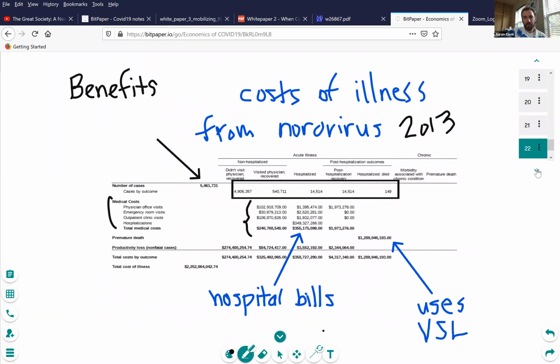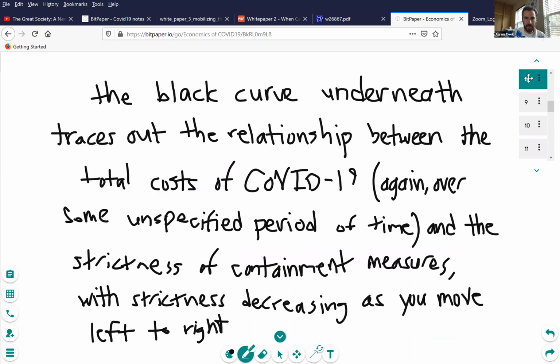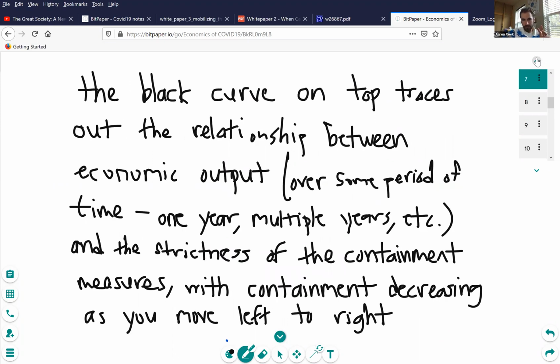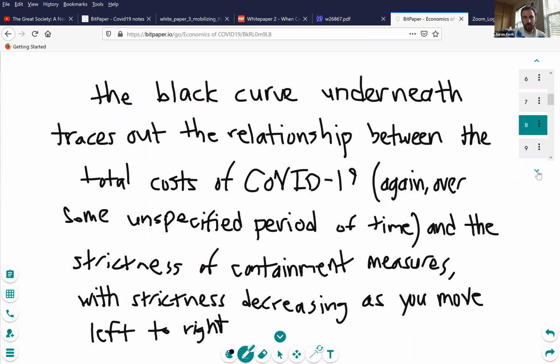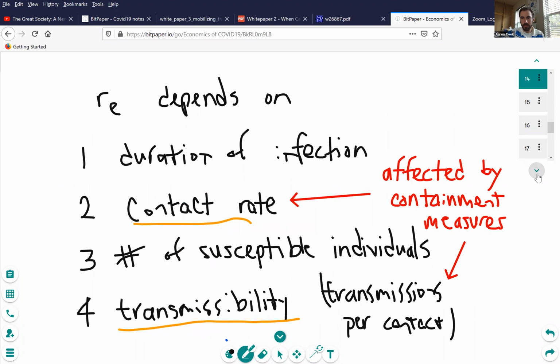We talked about how you can use some of these cost of illness figures to think about how to generate that lower curve on the benefit cost curve. If you remember, it was the lower black curve in this benefit cost curve graph. The lower curve represents the relationship between the total cost of COVID-19 and the strictness of the containment measures, and you can think about that total cost curve being generated by this cost of illness type of framework that was calculated for the norovirus.